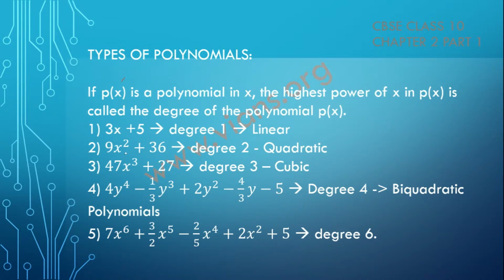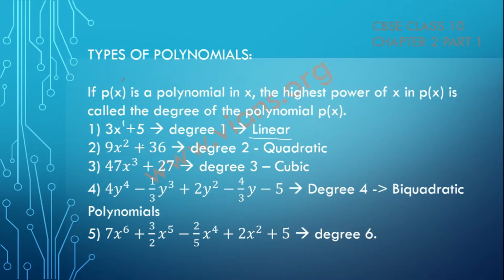When you say that there is a polynomial, it's normally defined in the form p of x, where x is the variable in your polynomial, and the highest power of x is called the degree of the polynomial. For example, the highest power of x in this particular case is 1, so the degree is 1, and this is called a linear polynomial.